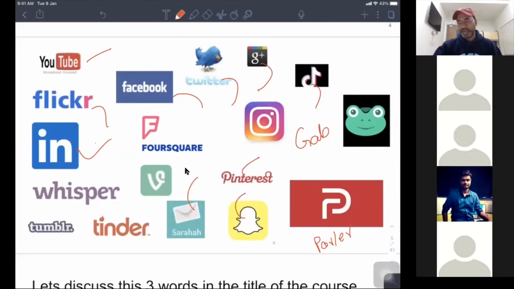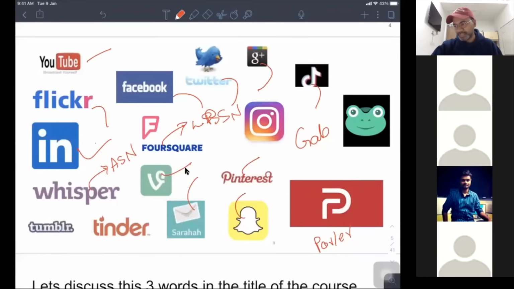And Vine is for short video messages on Twitter. Foursquare is for location, so this can also be put as a location-based social network, LBSN it's called. So Whisper is also part of the Sarahah anonymous social networks. I would put them as ASN.